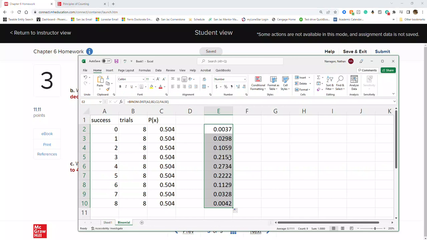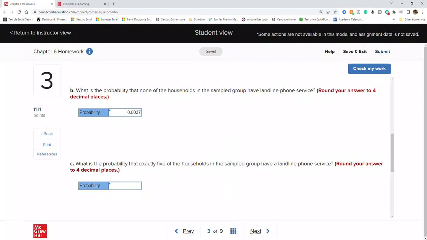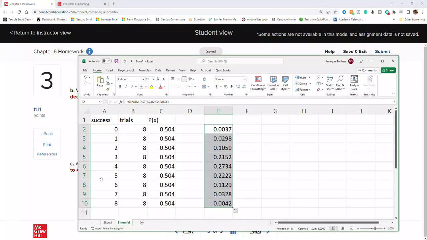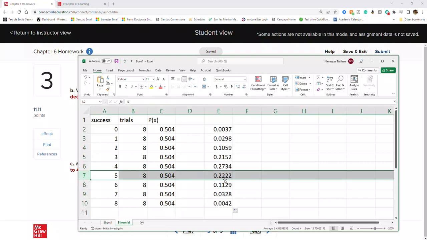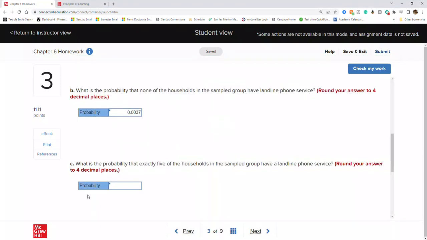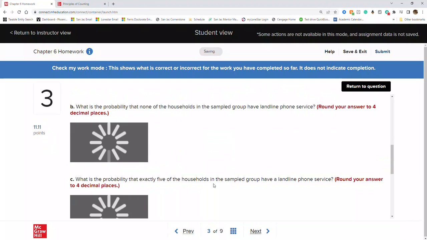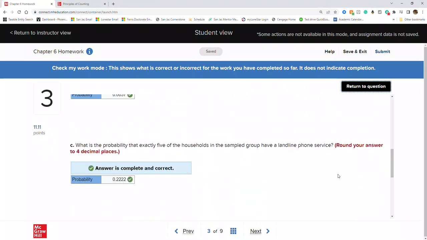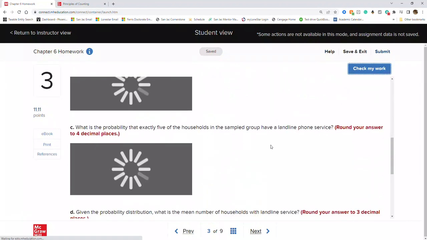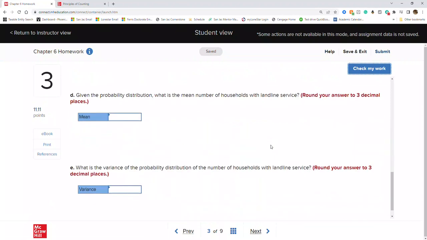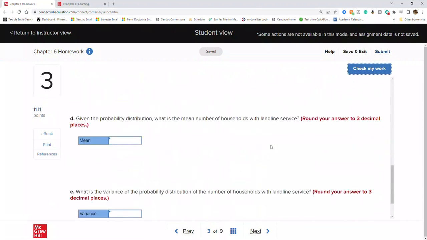So now that I have it already inputted, I can just look. C says, what is the probability that exactly 5 of the households in the sample group would have landlines? Well, here in my table, I find 5, and it's going to be 0.2222. Again, always check, because you never know what will build on the other. Make sure that Connect shows you that that's correct.